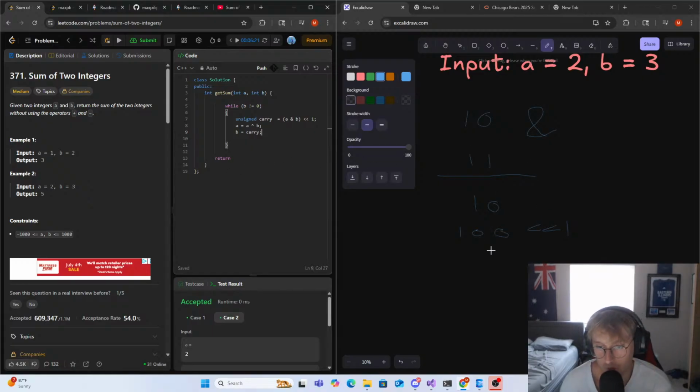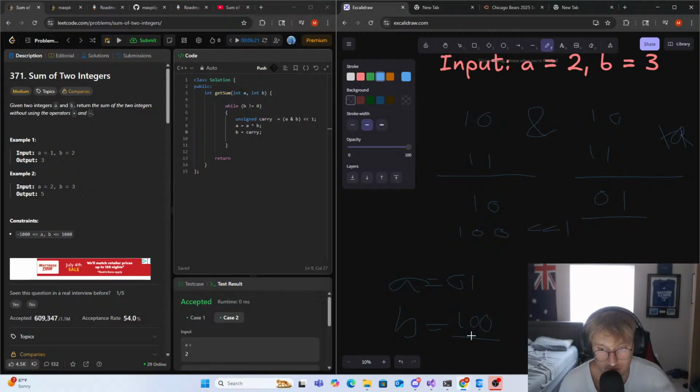We bit shift left by 1, right? Then if we were to XOR these two together, right? And we had 1, 0, 1, 1, and we XOR them together, this would be 1, 0. So we get 1 here, right? So currently right now our A is stored at 1, and our B is 100, right?